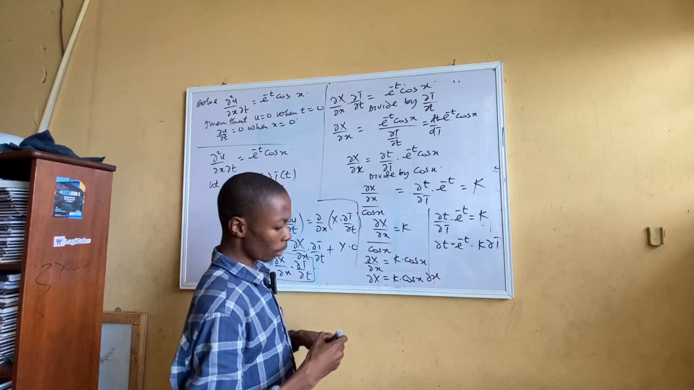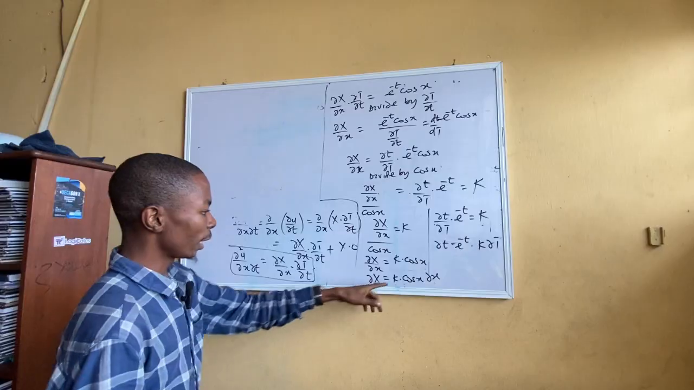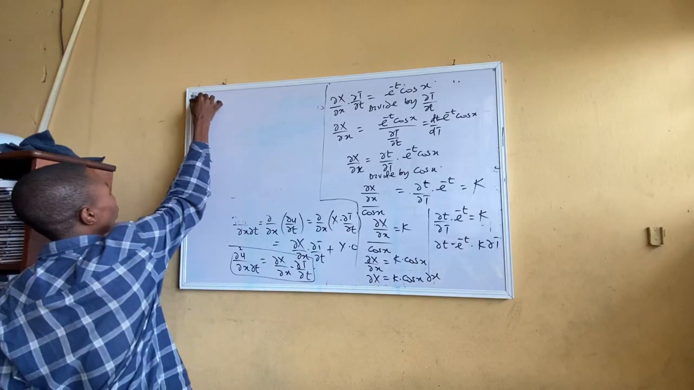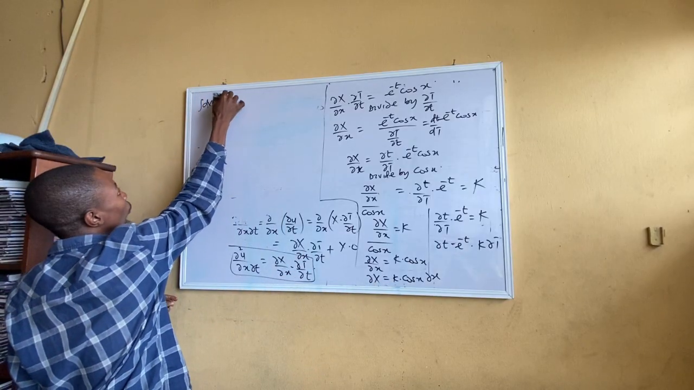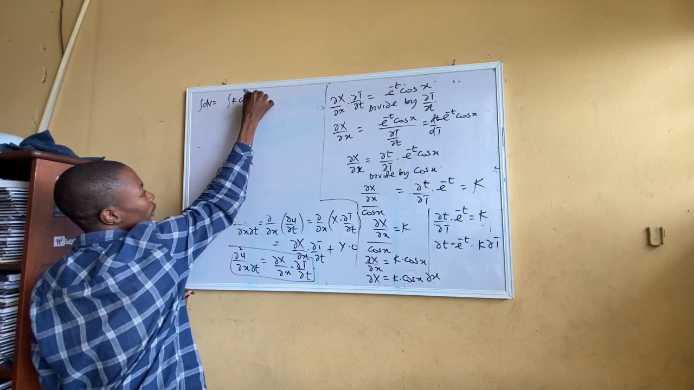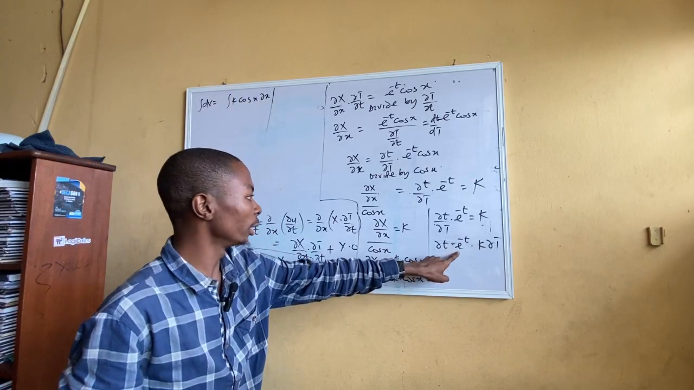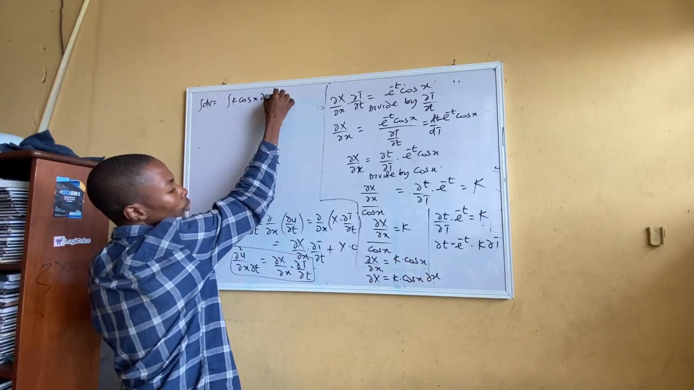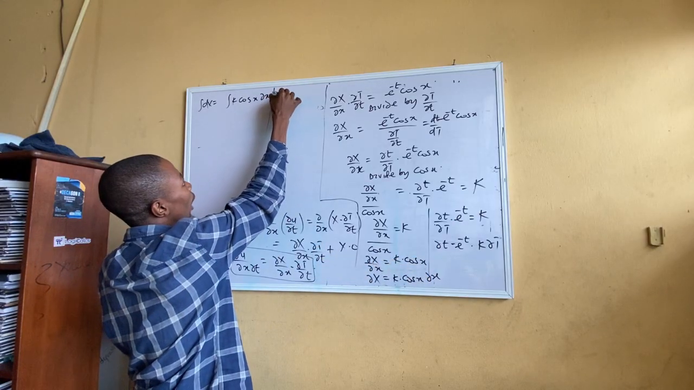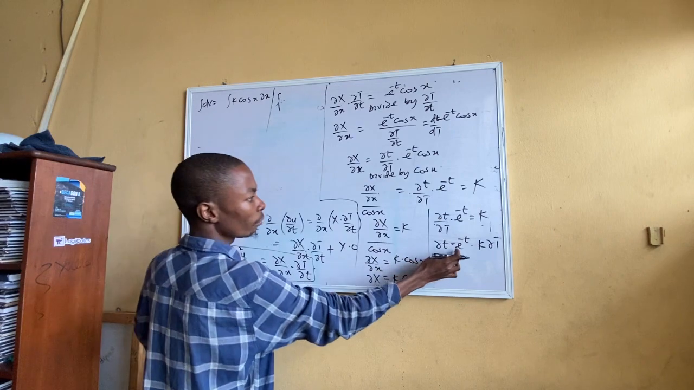So after separating, what's the next thing? Integrate both sides. If I integrate this side, we are going to have the integral of the big X double prime equals the integral of k cos x, the small x, right? It is also the same thing as doing integration here. So the integral of exponential, the integral of what? What are we having here?